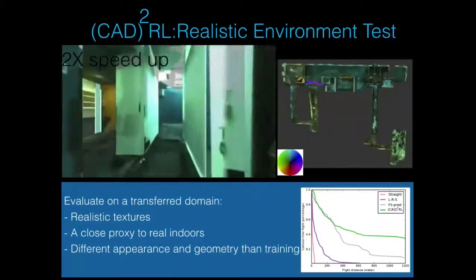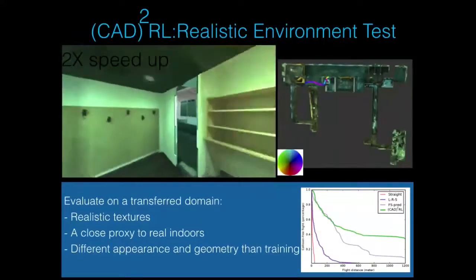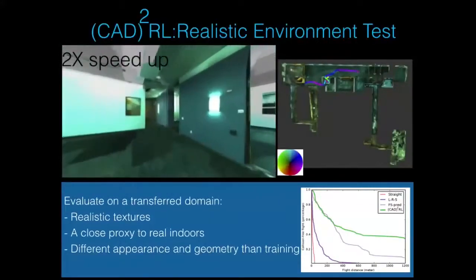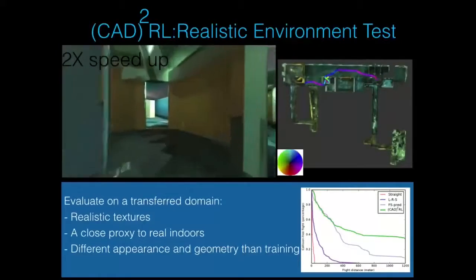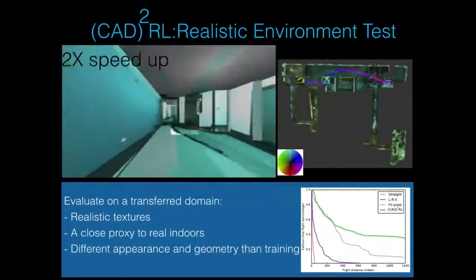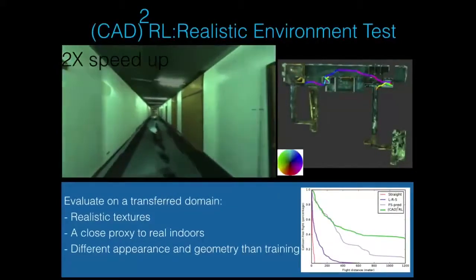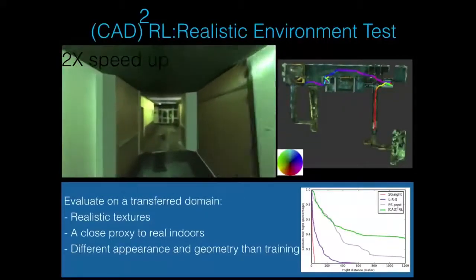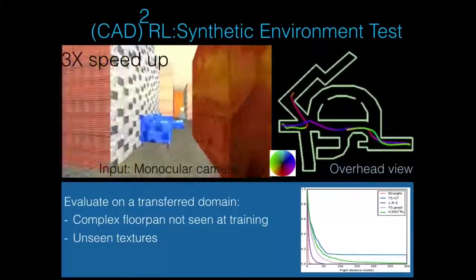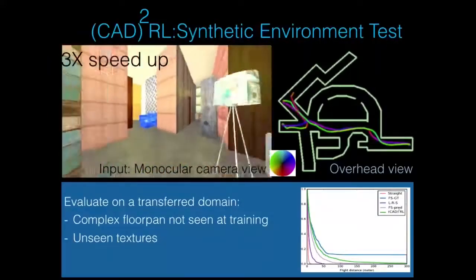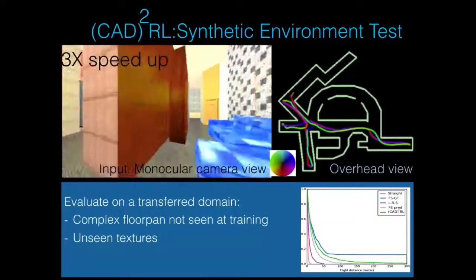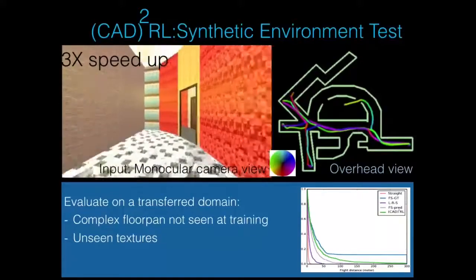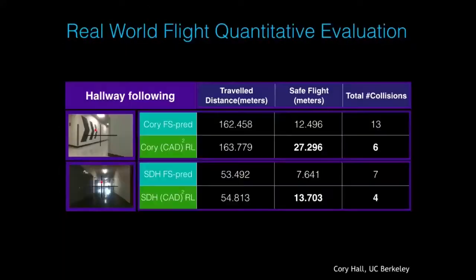We evaluated the generalization capability of Cat2RL in a transferred domain with realistic textures on a floor plan, which is a close proxy to the real world. This environment had been entirely unseen at training time. Our controller can maintain a long collision-free flight in this building and performs better than the baselines. We also tested on a set of complex synthetic floor plans that are not seen during training. Our simulated evaluation shows that our method outperforms several baselines and a prior work.